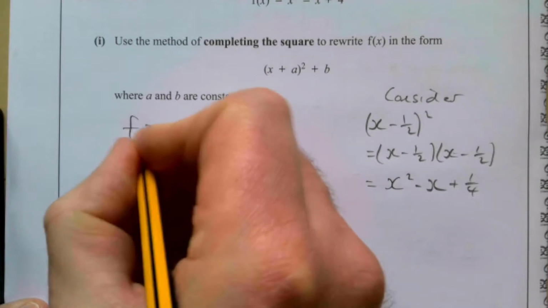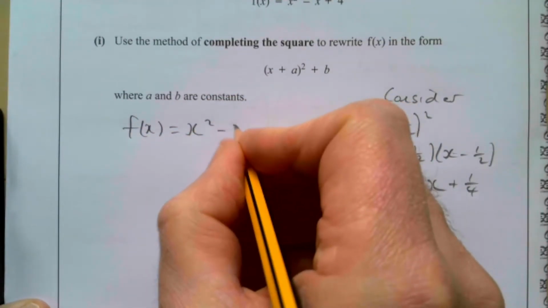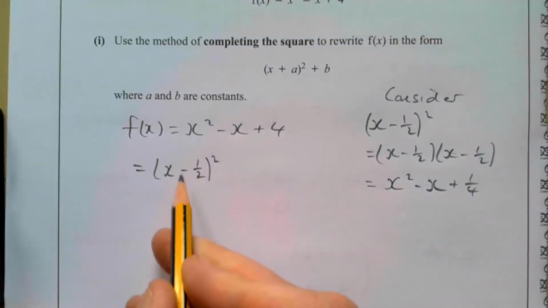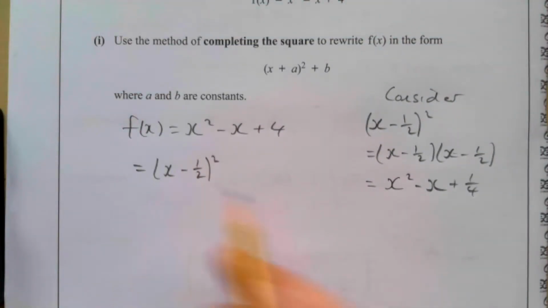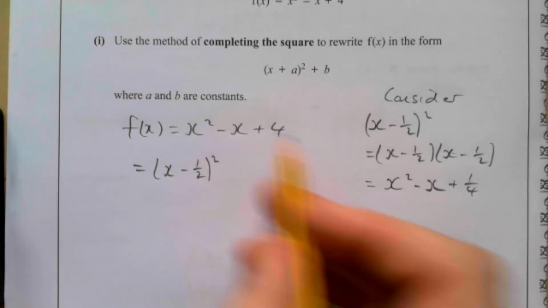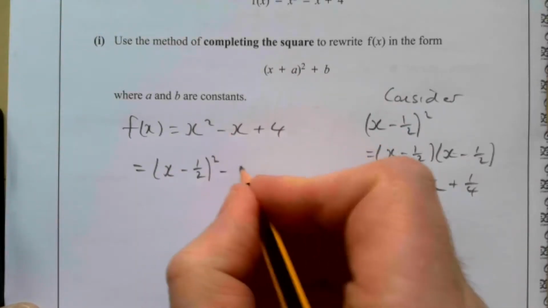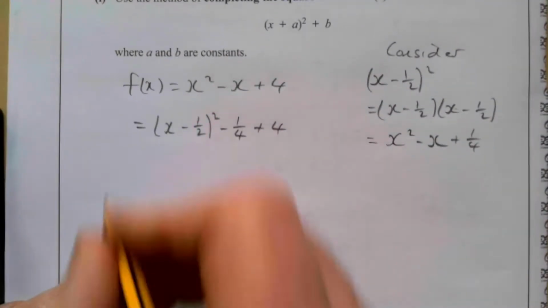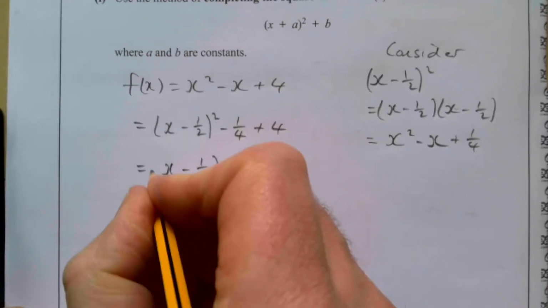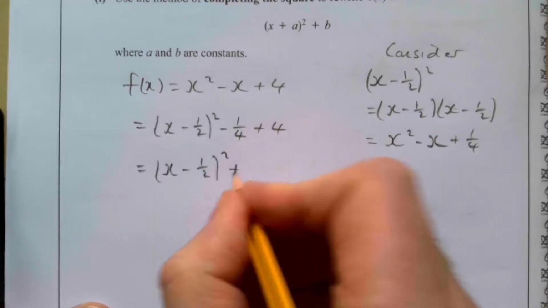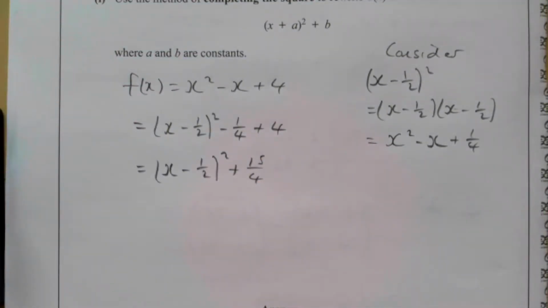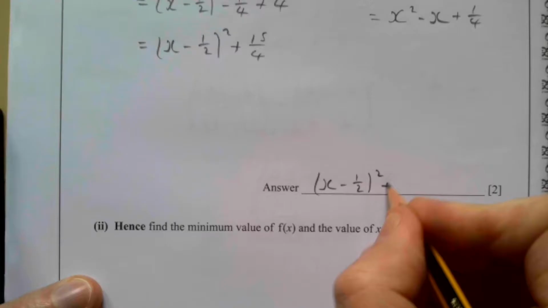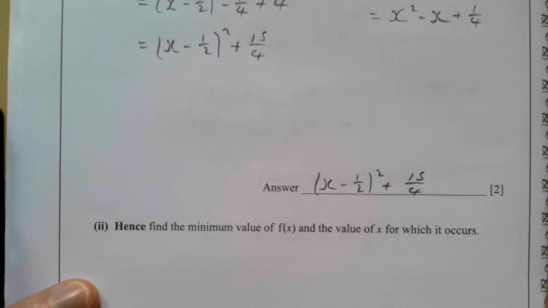So our f of x, which we know equals x squared minus x plus 4, is going to be x minus a half all squared, and we want to make this look like this. We have the x squared and the minus x, but this generates a quarter that we don't want, so we need to do minus a quarter plus 4. To tidy that up, x minus a half all squared, and then plus 15 over 4. So put that in as the answer: x minus a half all squared plus 15 over 4.